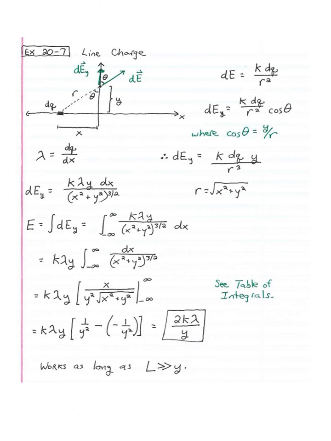Let's look at example 27. Example 27 says, a long straight electric power line coincides with the x-axis and carries a uniform line charge density lambda, which is in coulombs per meter. Find the electric field on the y-axis using the approximation that the wire is infinitely long.